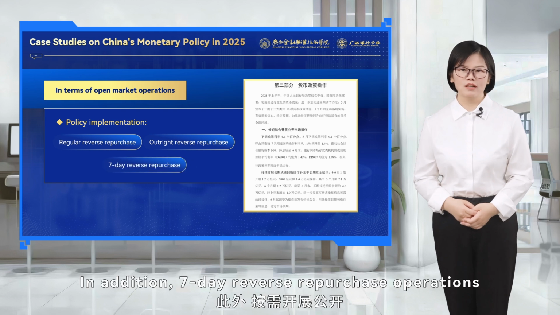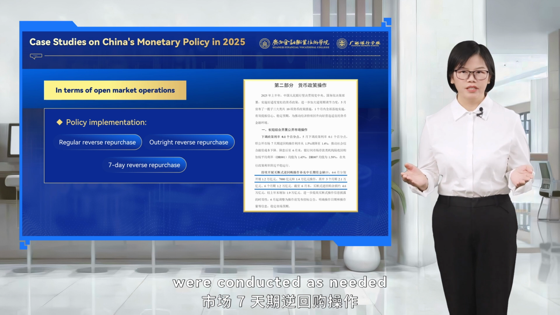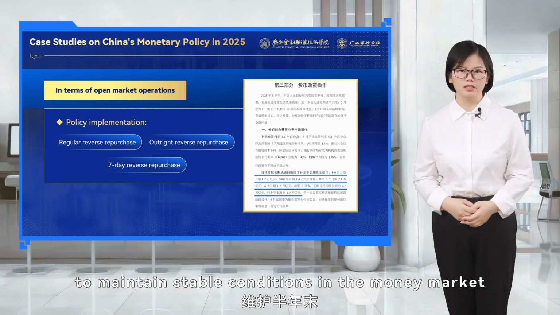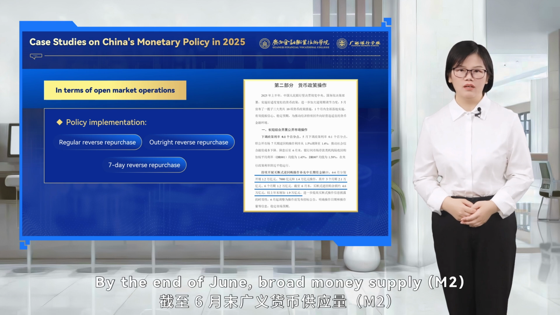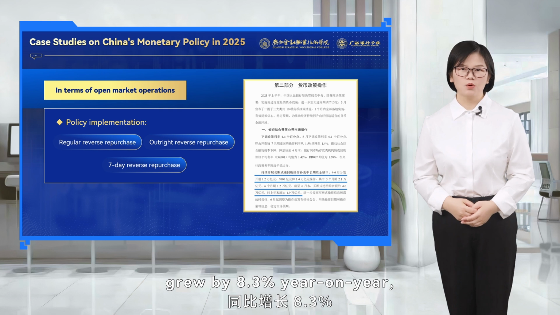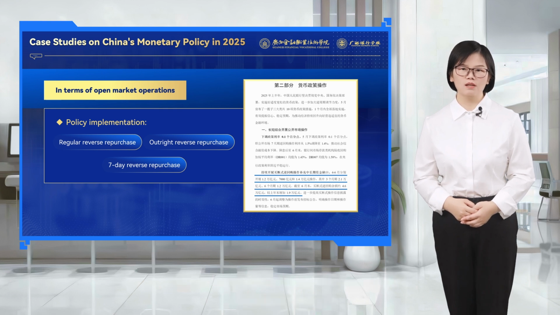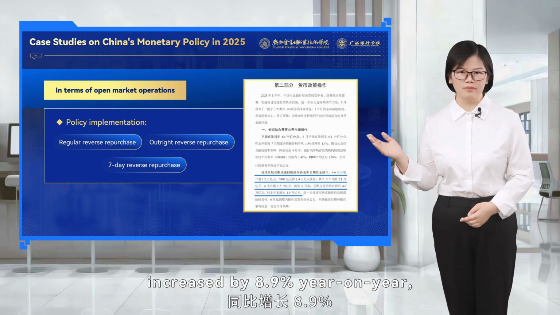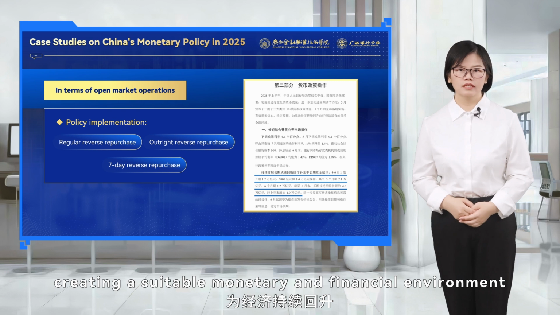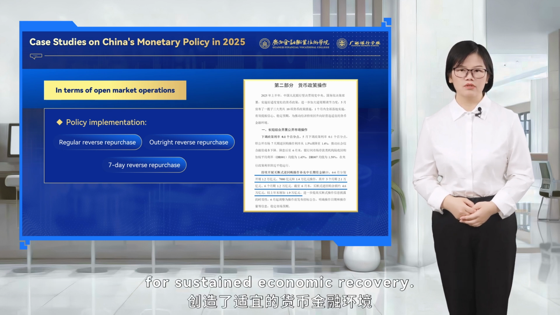In addition, 7-day reverse repurchase operations were conducted as needed to maintain stable conditions in the money market at the mid-year point. By the end of June, broad money supply, M2, grew by 8.3% year-on-year, and the outstanding stock of aggregate social financing increased by 8.9% year-on-year, creating a suitable monetary and financial environment for sustained economic recovery.